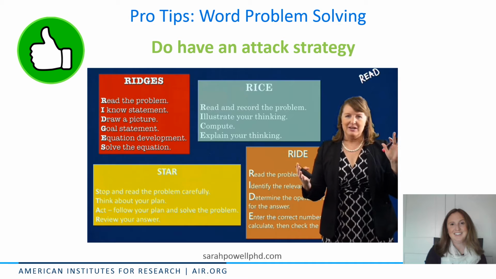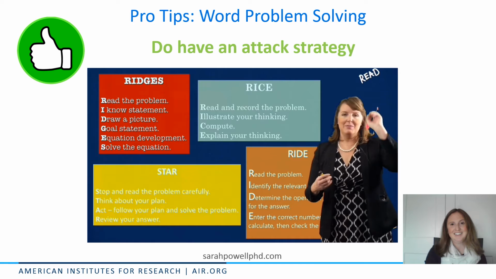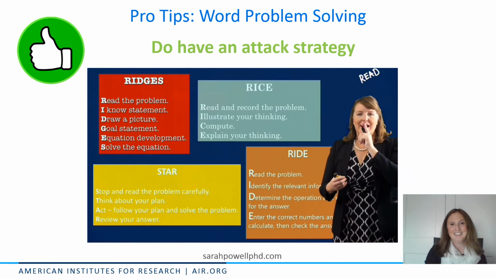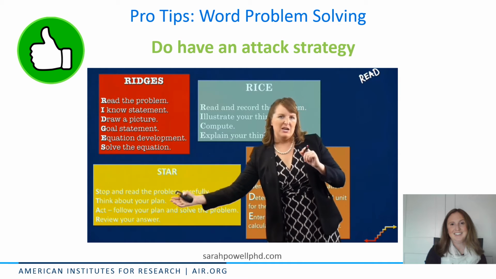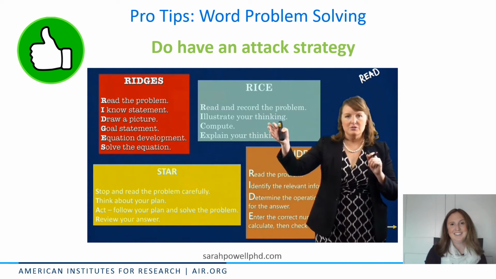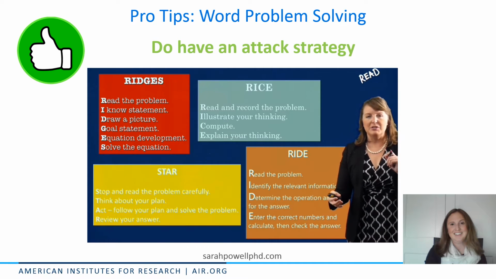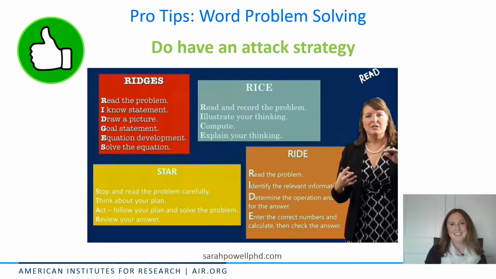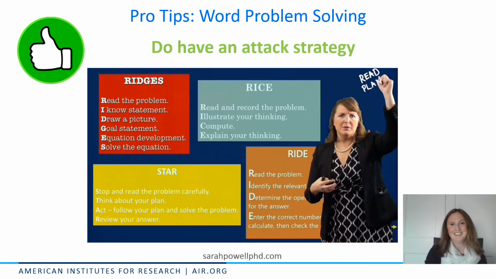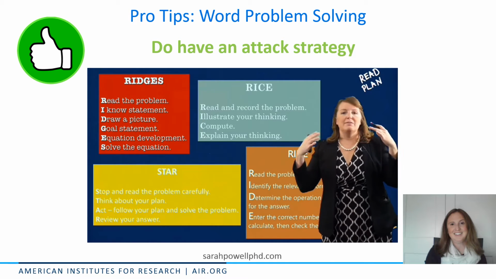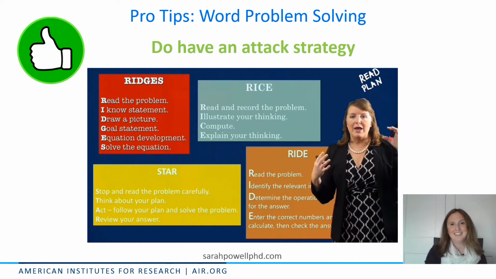And what's the first thing that a lot of students don't do when they see a word problem? Guess what? It's to read the problem. So we need to remind students to do that. Then I see in all of these, here students are talking through and drawing a picture. Here we're making a plan. Here they're also drawing a picture. Here they're identifying the relevant information and determining the operation. So the next thing that's really important in any attack strategy is that we make some type of plan. It might be drawing a picture, using manipulatives, using a graphic organizer, or talking through your thinking, but you're making a plan in some way.